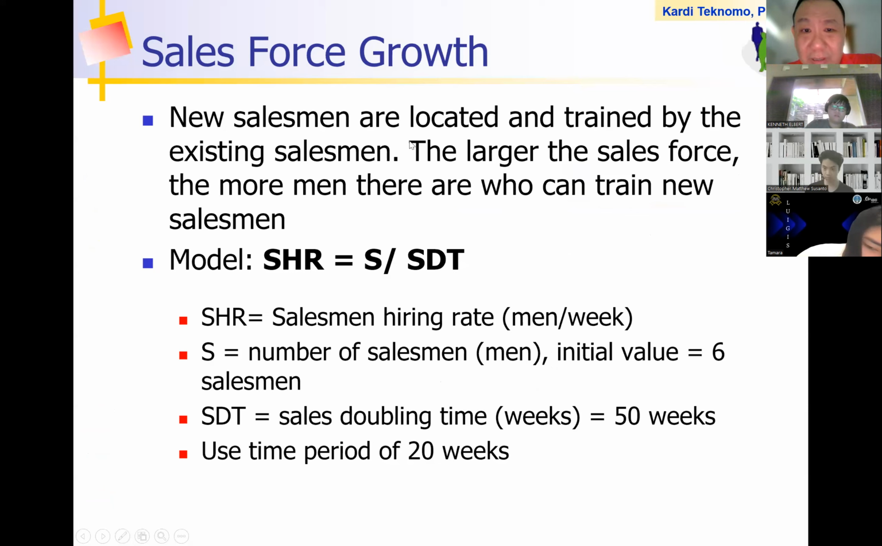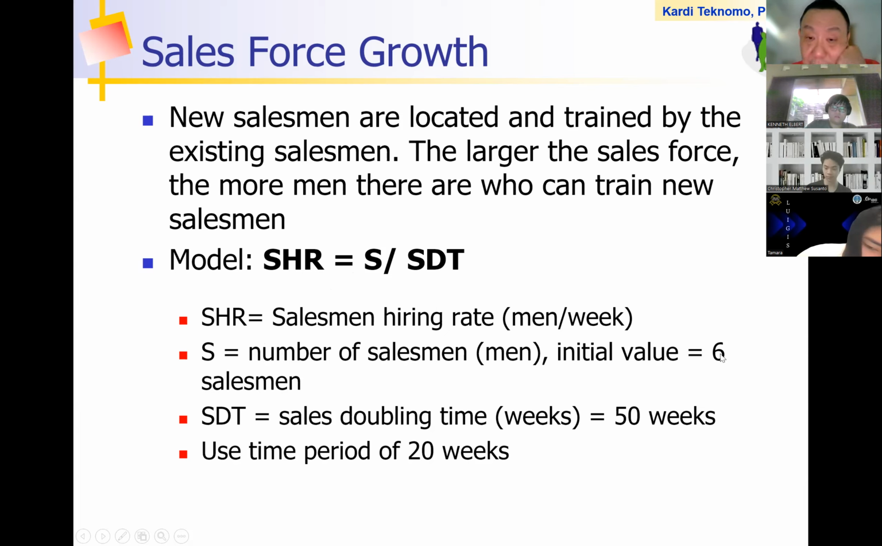The new salesmen are located and trained by existing salesmen. The larger the sales force, the more men there are to train the new salesmen. So we have the rate equation here. This is the salesman hiring rate in men per week. S here is the number of salesmen. What is this? This is the stock. And this is the flow.